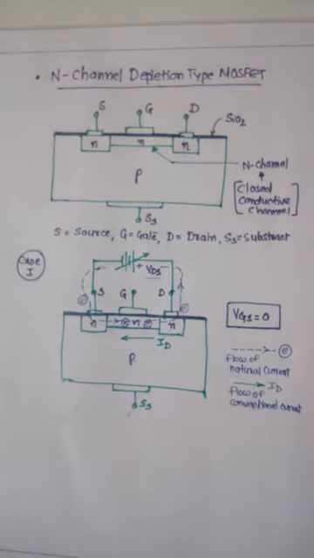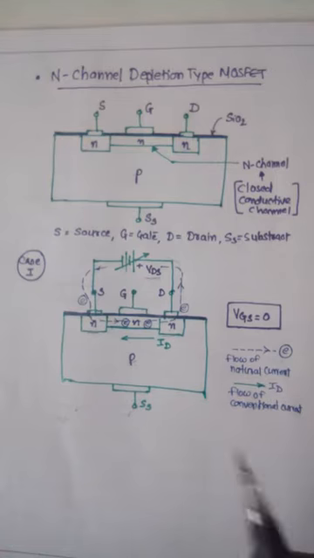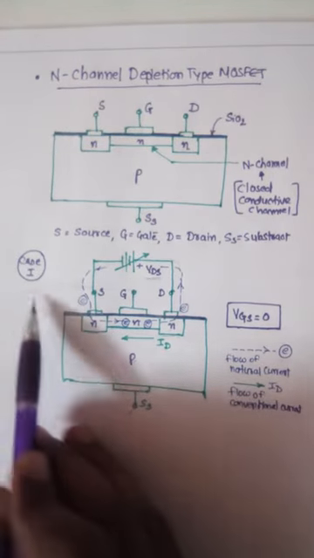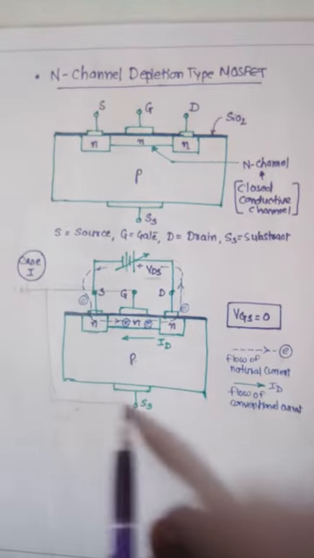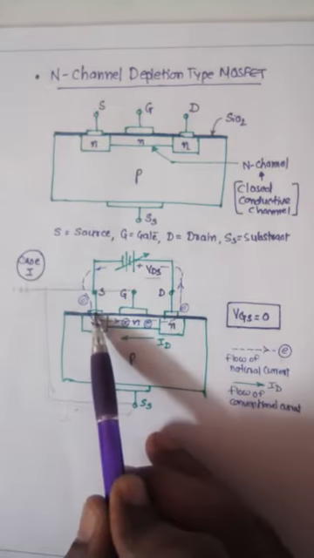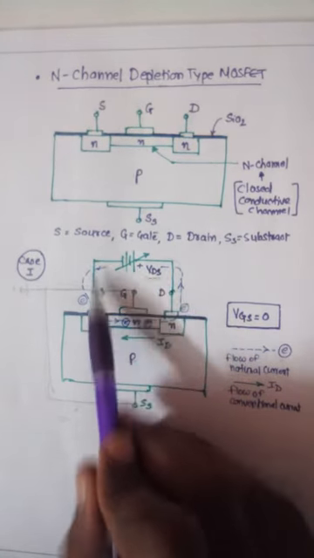Now we discuss the working of the depletion type MOSFET. Here we consider two cases. In the first case, suppose VGS is equal to 0, meaning no voltage is given. The gate to source is grounded, and the substrate is also grounded, so the voltage is 0. Now when voltage is given between the drain and source, the drain is connected to the positive terminal of the battery and the negative terminal to the source.